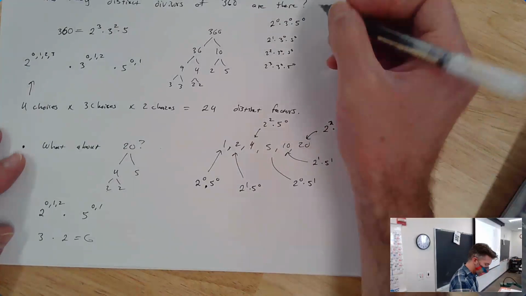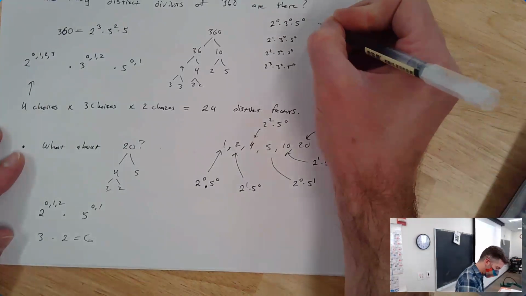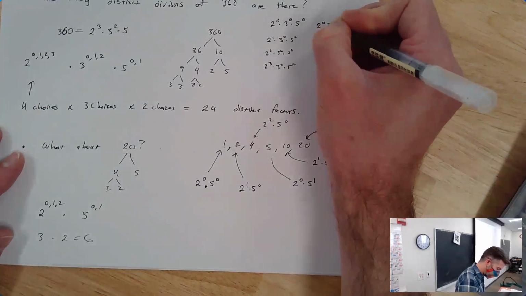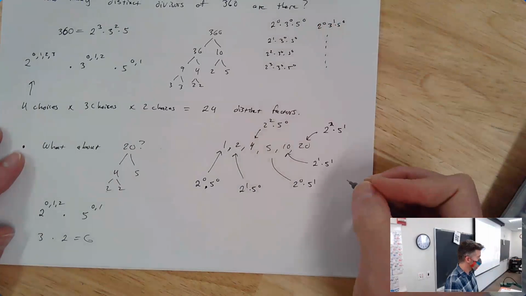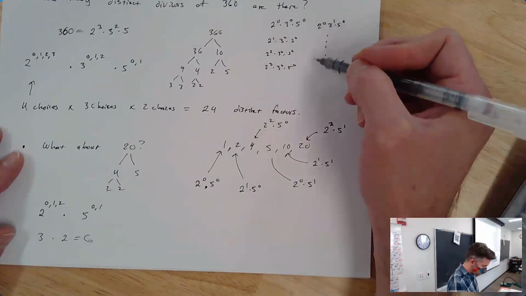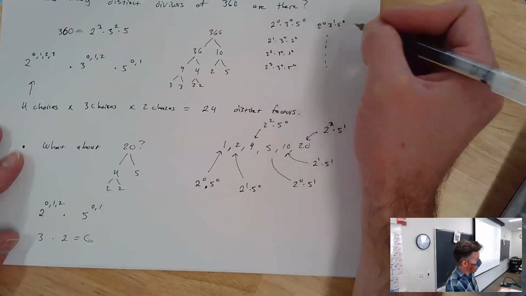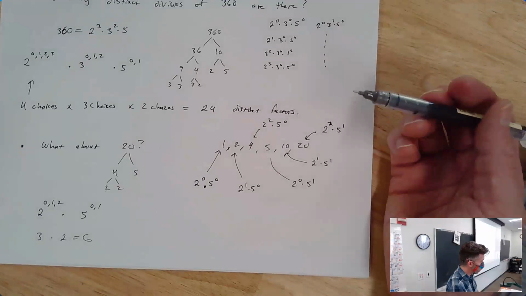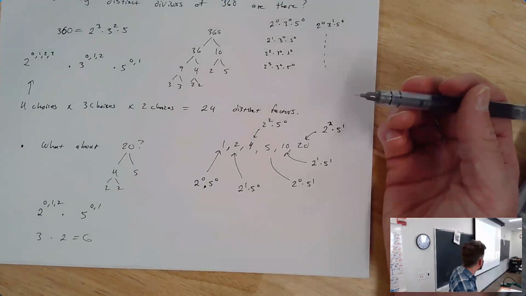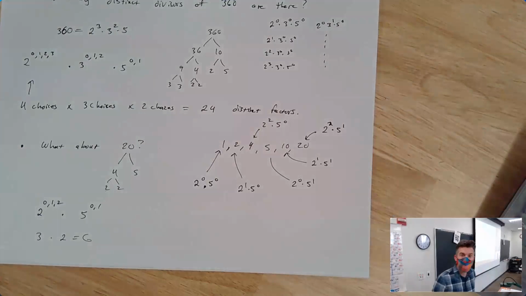And then I could do the same thing with 2 to the 0, 3 to the first, 5 to the 0. Same 4 combinations with just changing the power of 2. And I can do the same thing with 3 to the second. And then I can do all those 12 again with 5 to the first. So there's a lot of different distinct factors of 360.